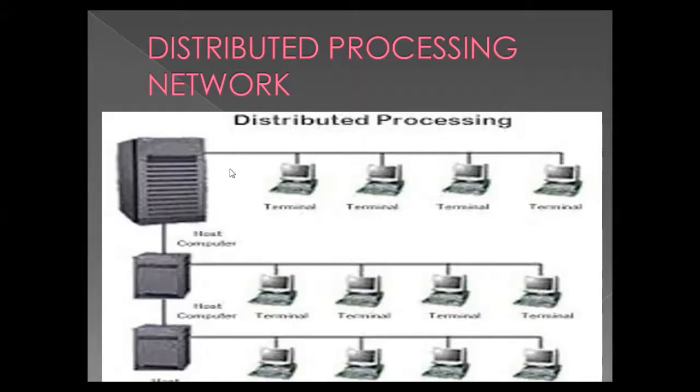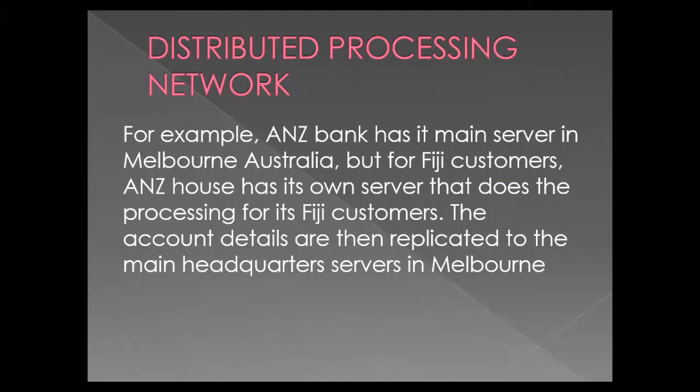Okay? So why is distributed processing used? Distributed processing is used because we have to share information over a longer distance. For example, the banking industry. The example is here. For example, ANZ Bank has its main server in Melbourne, Australia. ANZ is the Australia and New Zealand bank. The main server is in Melbourne, Australia.